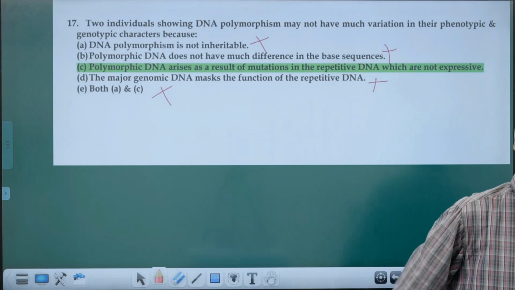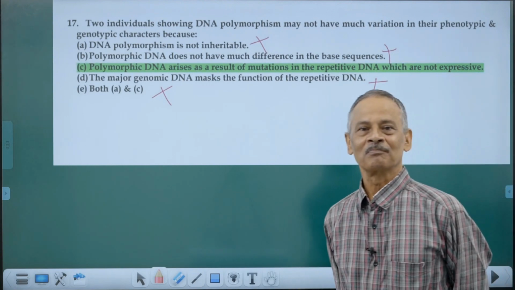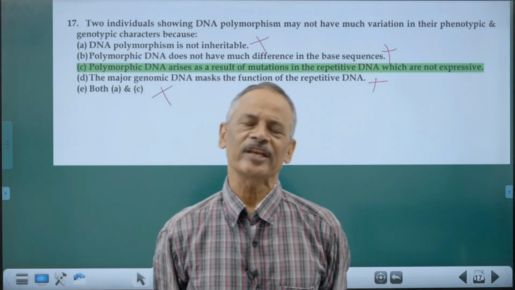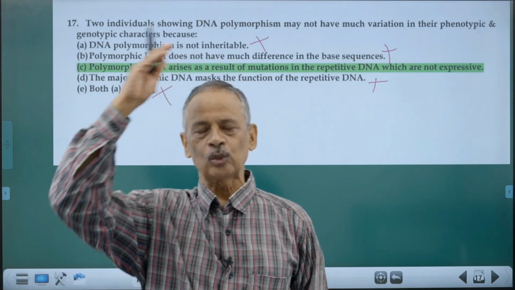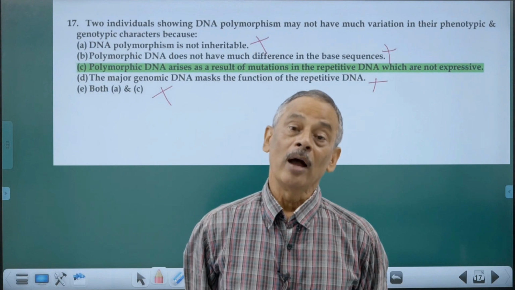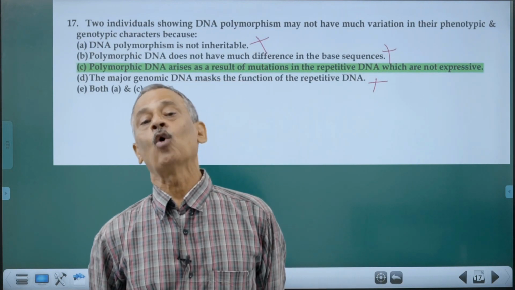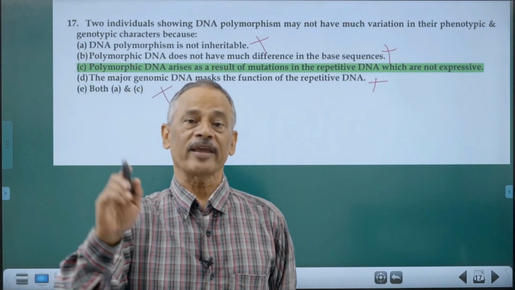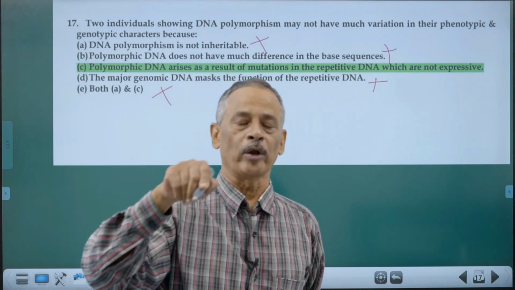That satellite DNA is not coding for any protein. So, it is not available for natural selection and elimination. So, it is transmitted from generation to generation for millions and millions of years. So, these variations are all accumulated in the non-coding part for generations. That is why you have more polymorphism, more differences in the non-coding part.